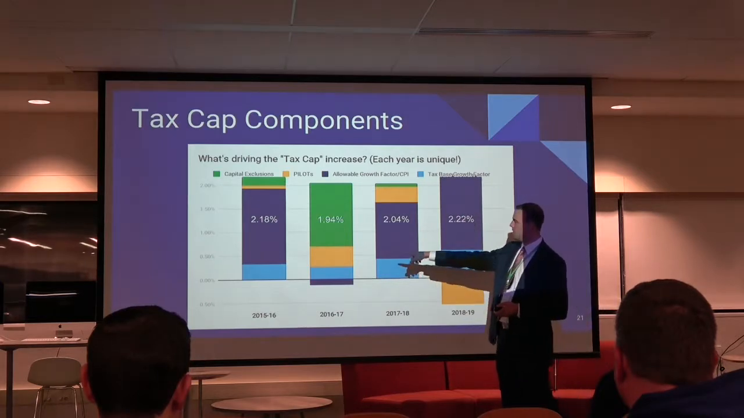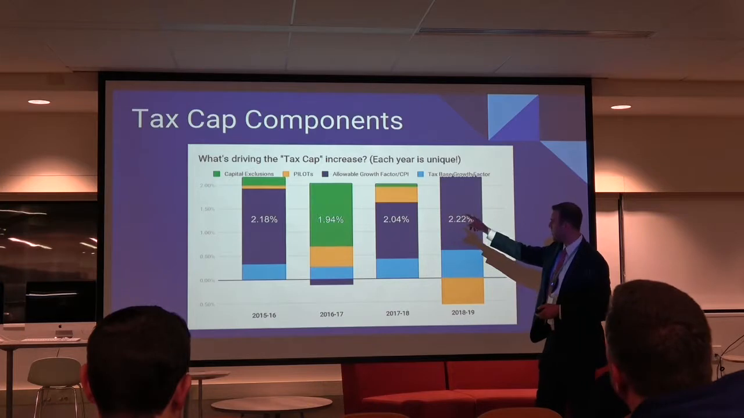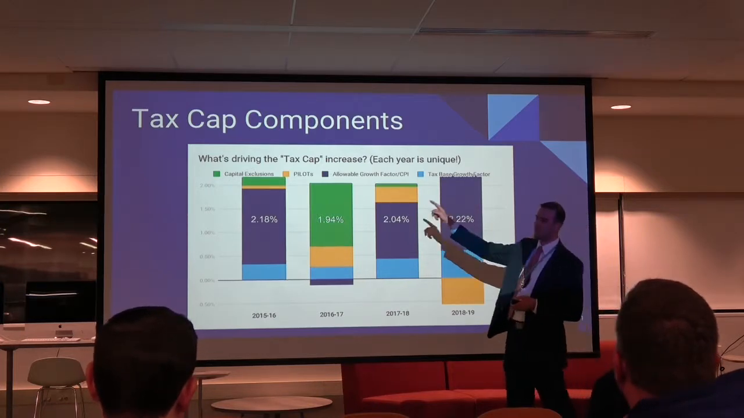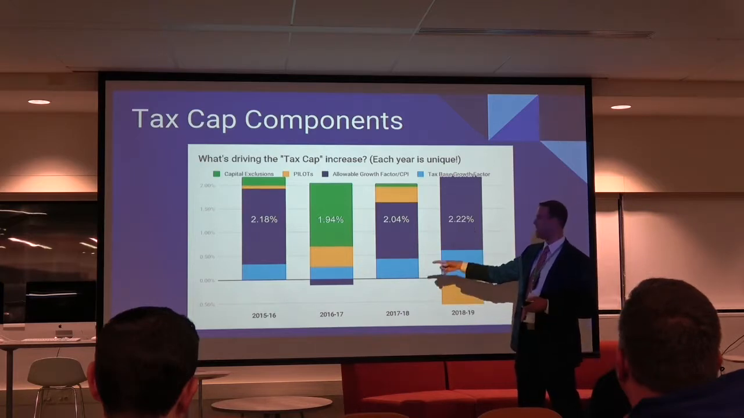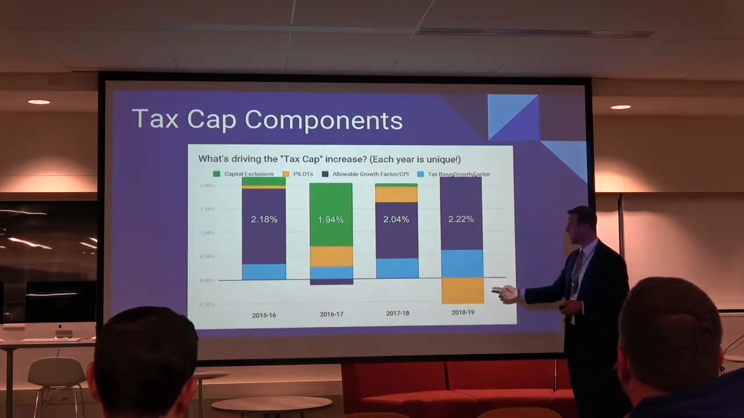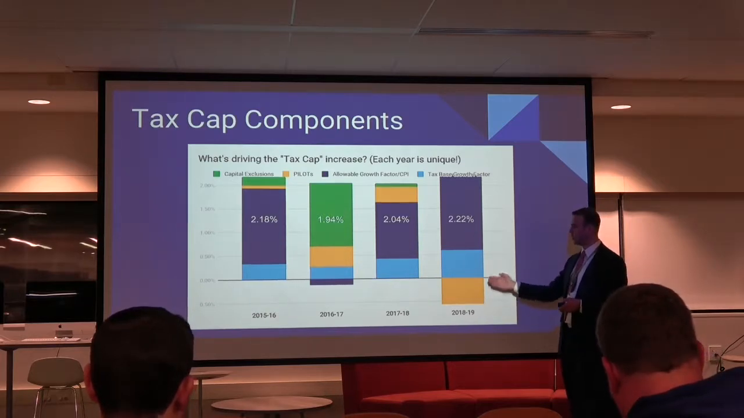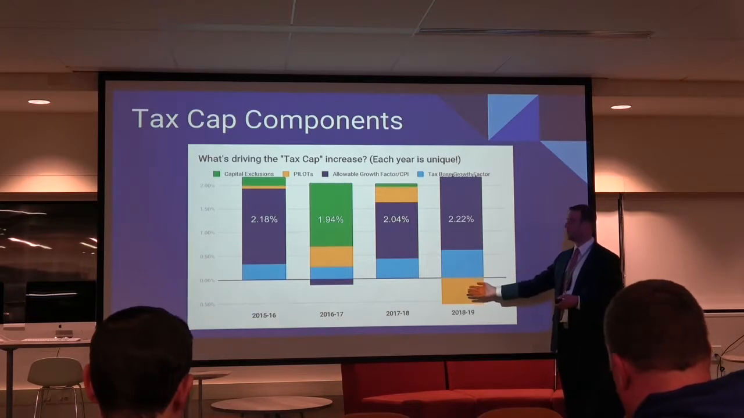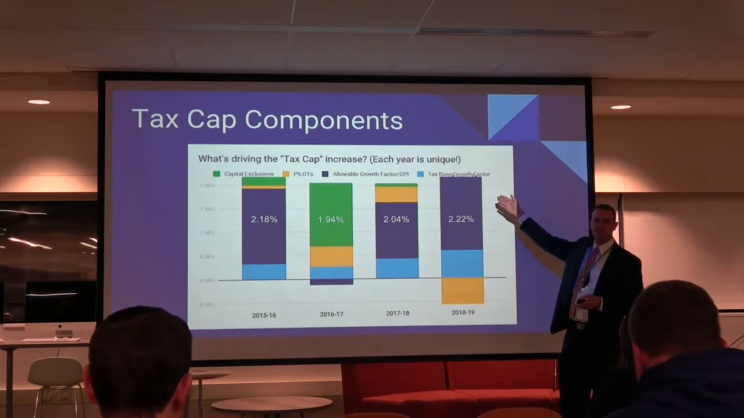Pilot agreements, you see here, had a small increase in the tax cap. Again, this is because of the expiration of pilot agreements that became an add-on to the tax cap. Contrast that with 18-19, when we had a new pilot agreement come on, which actually lowered the impact of the tax cap. So if not for this new pilot agreement, the tax cap in 18-19 would have probably been closer to 2.75%.